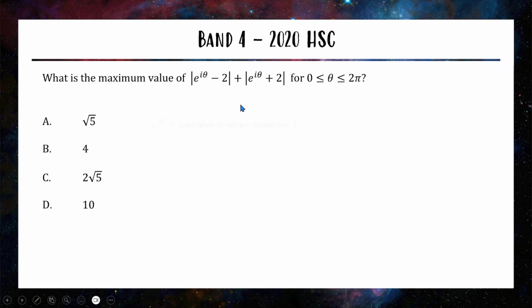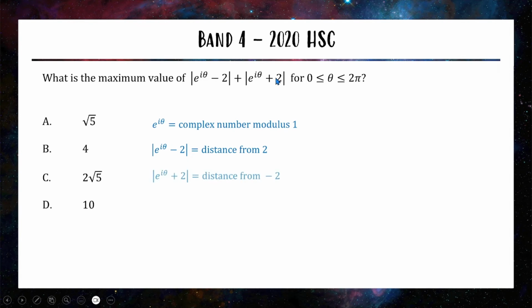The way we're meant to look at this is we're meant to say that e to the i theta is a complex number. It's in exponential form, so the thing out the front is your modulus, and because there's nothing out the front, there's an invisible 1. So e to the i theta has a modulus of 1 and has an argument of theta. Now, the way we're meant to interpret the absolute value of e to the i theta minus 2 is we're meant to say that this is the distance between this number and the number 2. And this one right here is the distance from this complex number to the number minus 2.